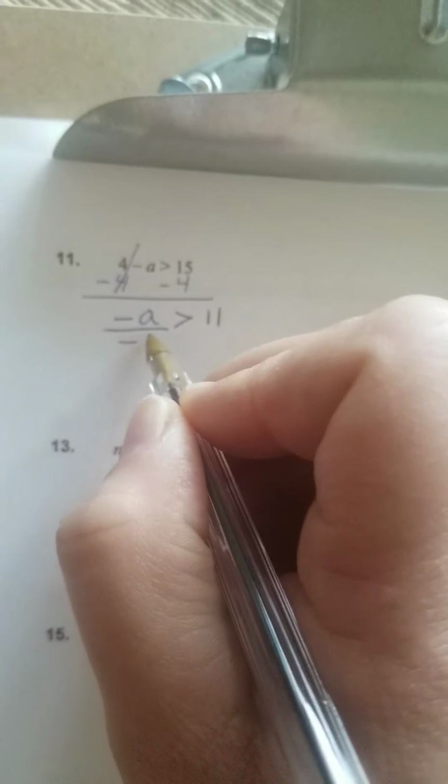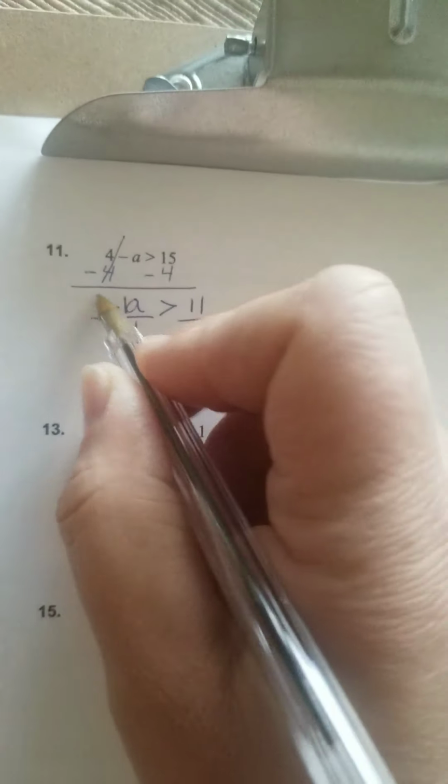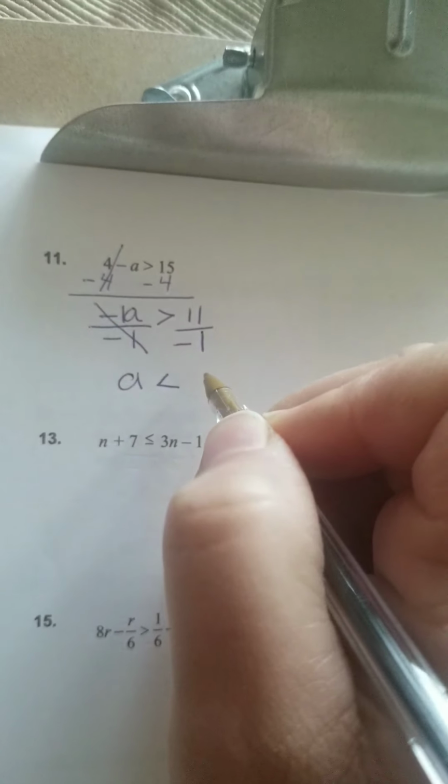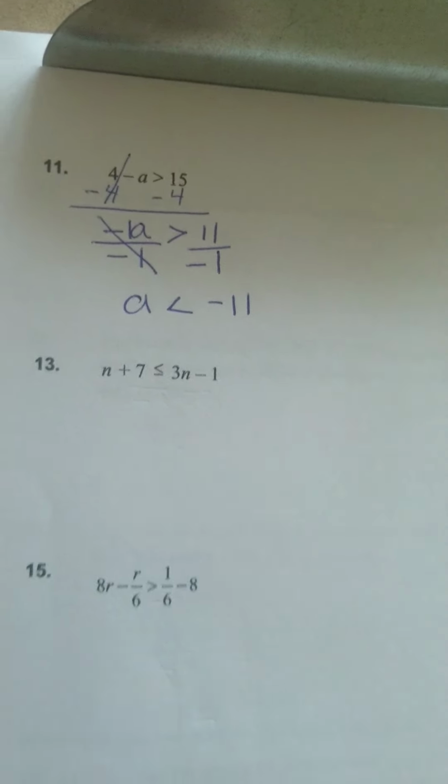In order to get rid of that negative sign, we're going to divide by -1 because there's really a 1 here that's just not written. So those will cancel and I get a. Again, we flip our sign because we had to divide by a negative. And I get a result of -11.